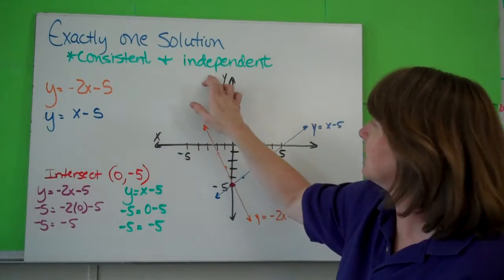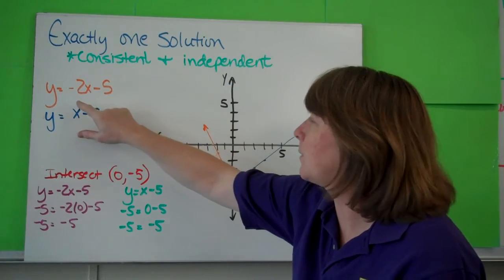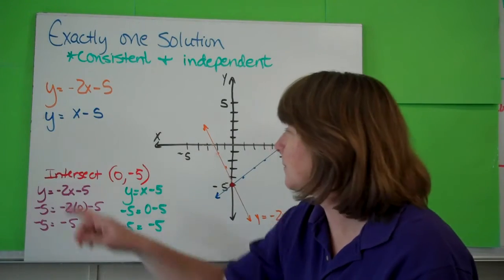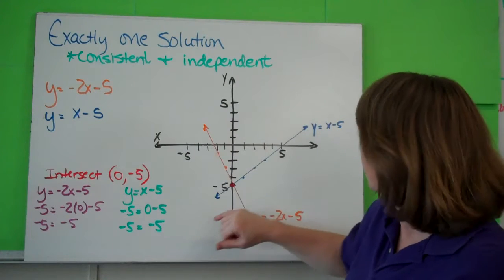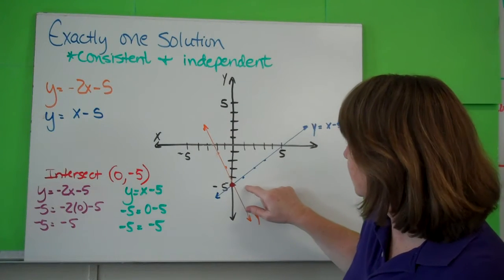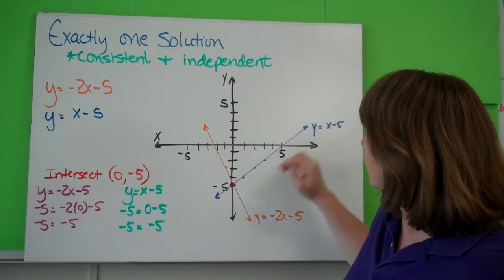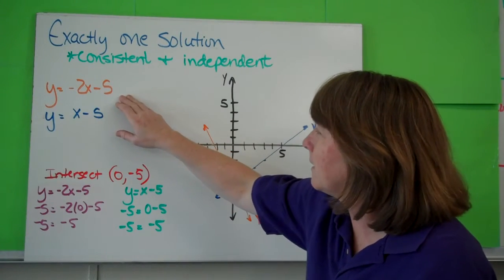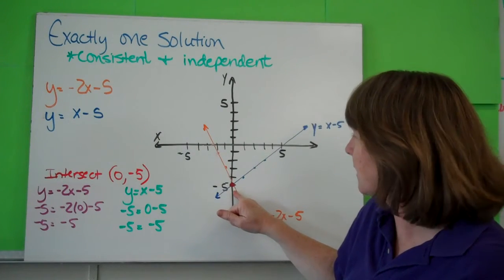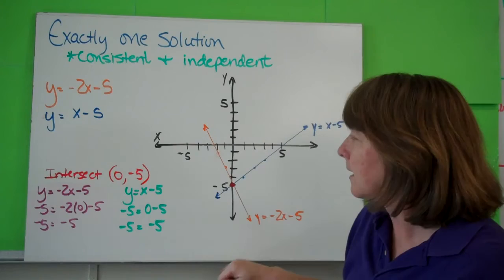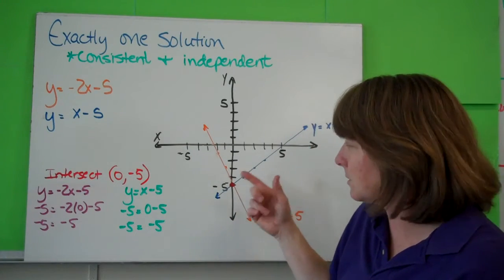It's consistent and independent. And if we look at these two equations, y equals negative 2x minus 5 and y equals x minus 5, if we graph these on the same coordinate plane, this one's positive, has a y-intercept of 0, negative 5, and it goes on a positive slope. The y equals negative 2x minus 5 has the y-intercept of 0, negative 5, and it has a negative slope. And we see that they intersect at the point 0, negative 5, which is their y-intercept.